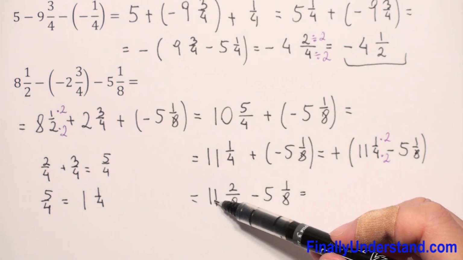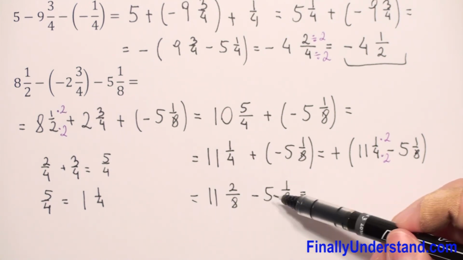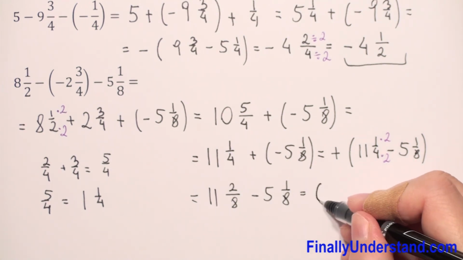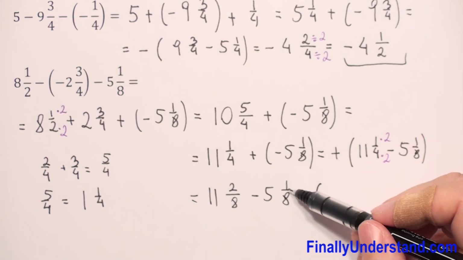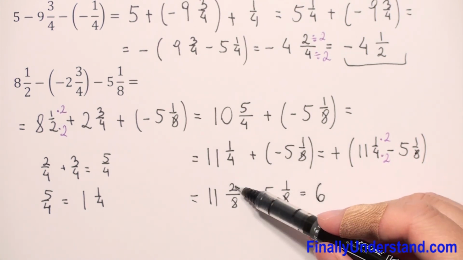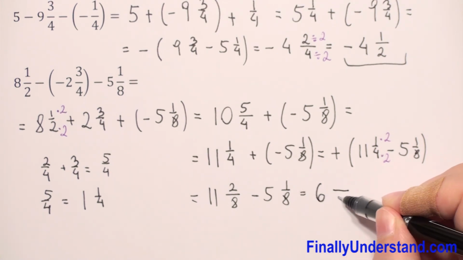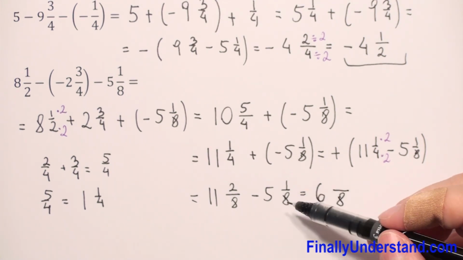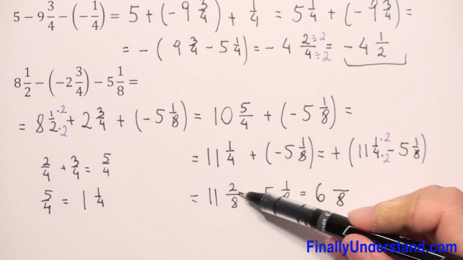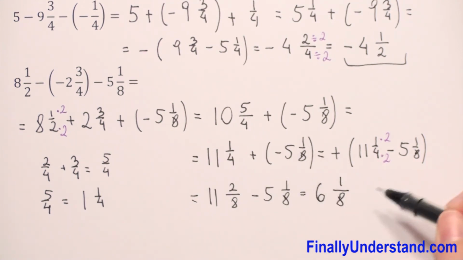We subtract the whole numbers. So 11 minus 5 gives me 6, and I have to subtract also 1 over 8. So 2 over 8 minus 1 over 8. How do we do this? We copy the denominator. When we subtract fractions, we subtract the numerators. So 2 minus 1 is 1. So this is my solution.